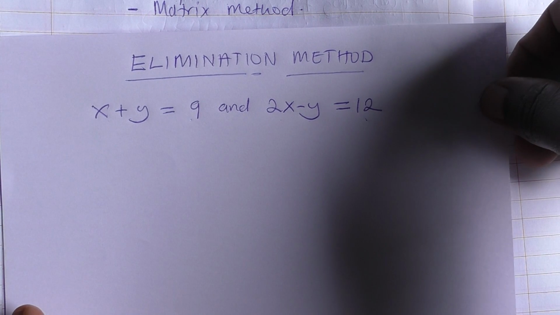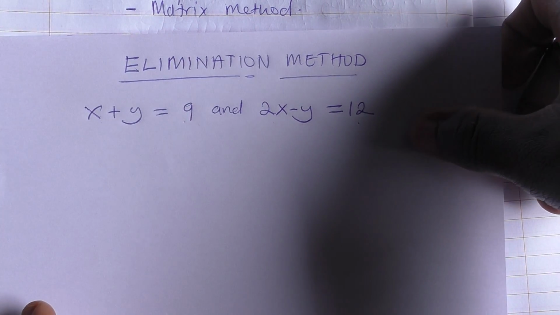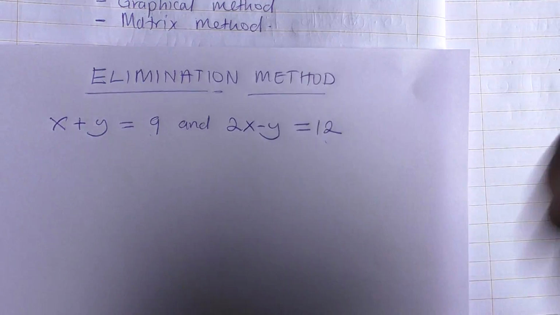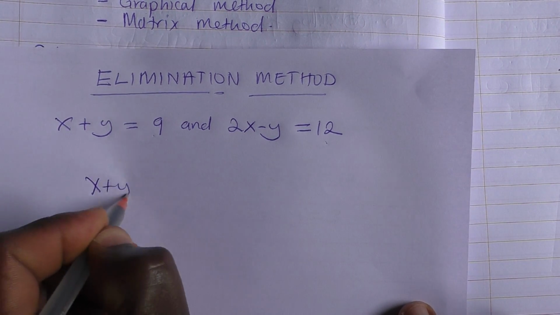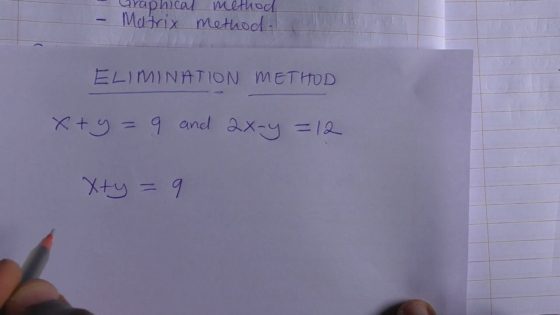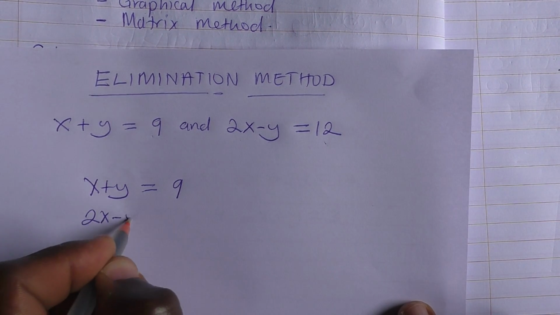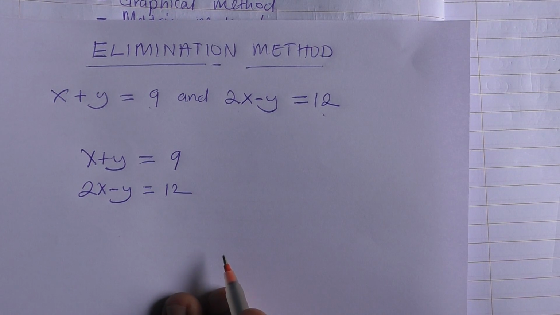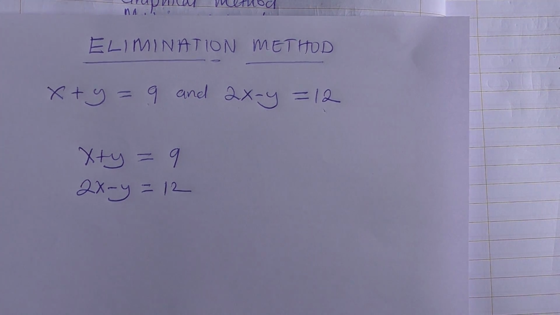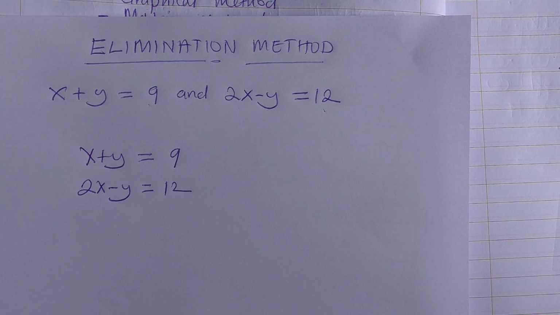The word elimination means getting rid of. So we shall eliminate one of the unknowns, either x or y, and find the other. That is to say, we have x plus y equaling 9 and 2x minus y equaling 12. How do we eliminate one? These are the steps. You must determine which one you are eliminating and how to eliminate it.